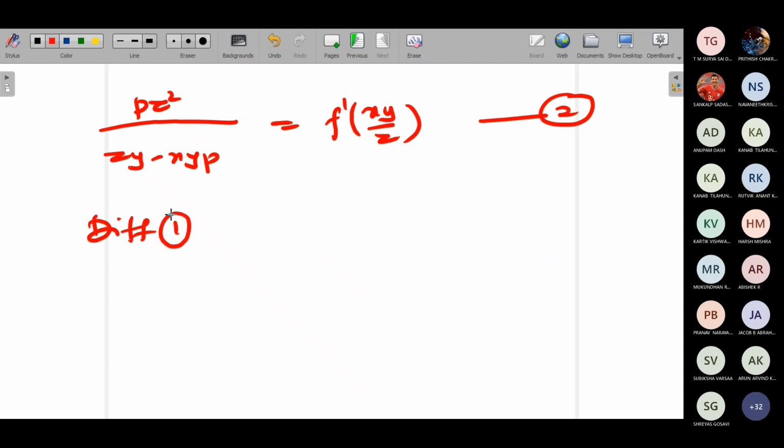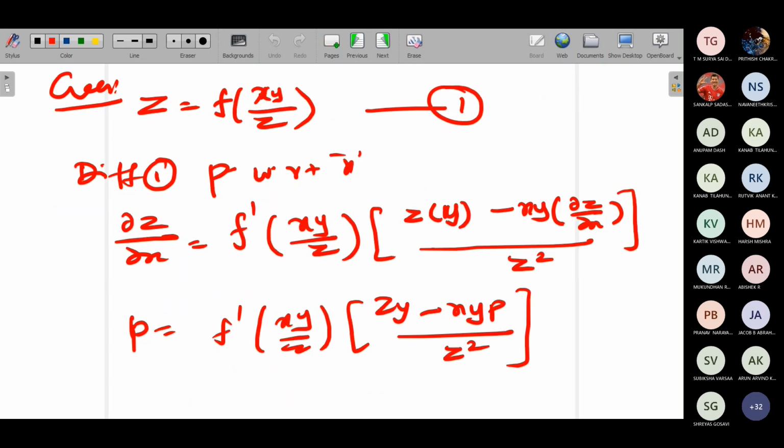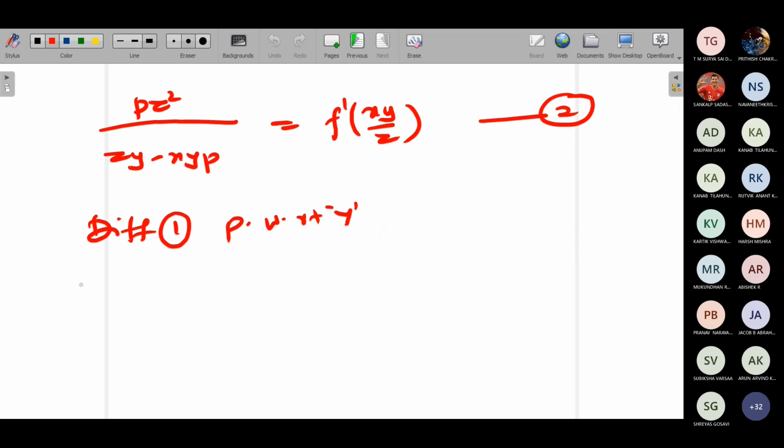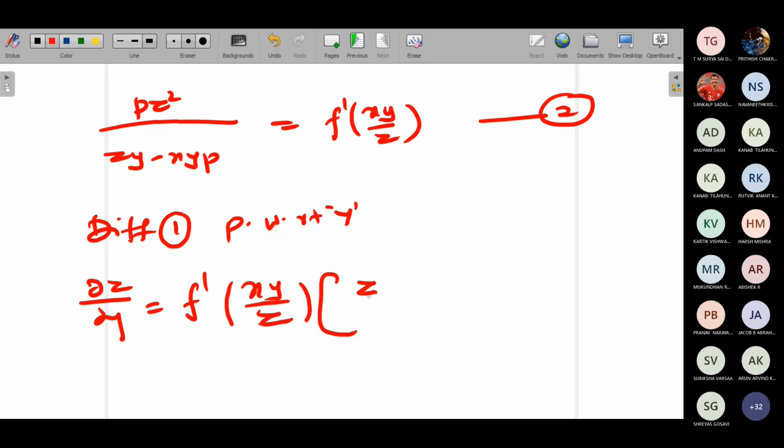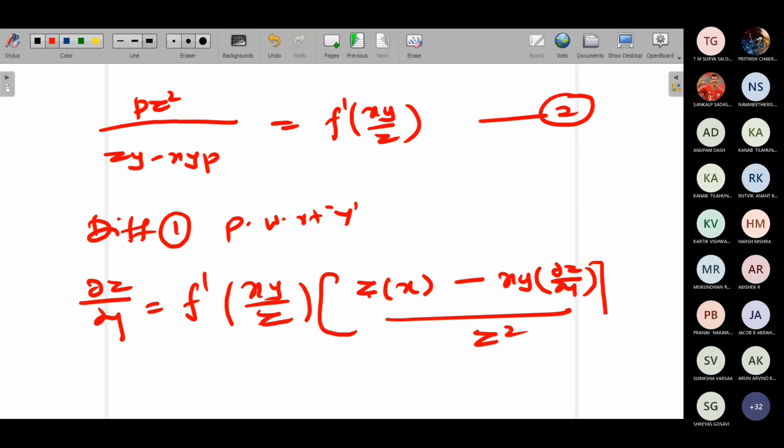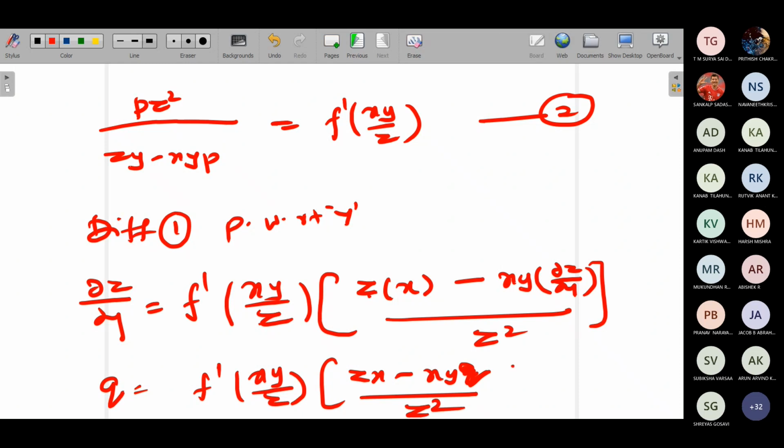Similarly, differentiate 1 partially with respect to y. When you differentiate equation number 1 partially with respect to y, you'll get ∂z/∂y is equal to f'(xy/z) into the differentiation of this: denominator z into the differentiation of the numerator, which gives you x, minus xy into ∂z/∂y, divided by z². Now again replace this by q. Q will be equal to f'(xy/z) into (zx − xyq) divided by z².